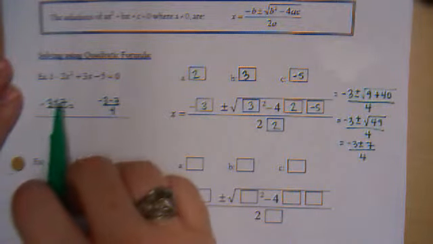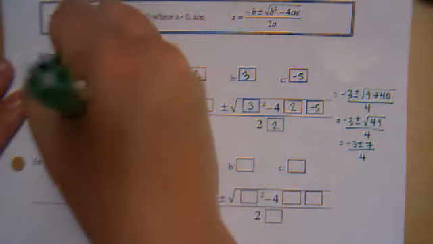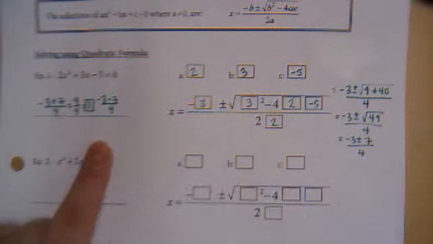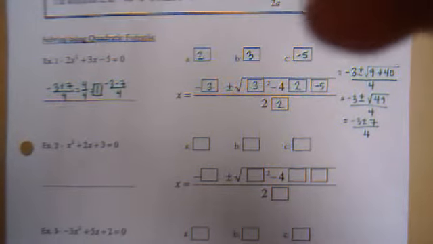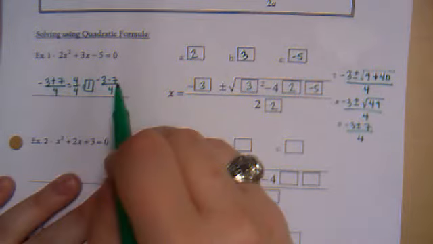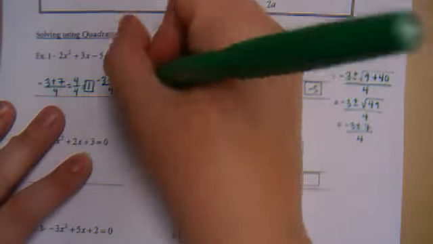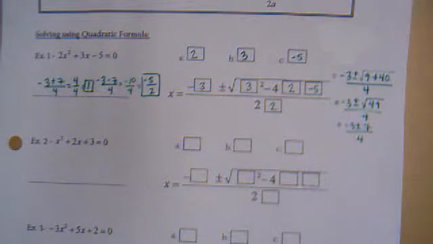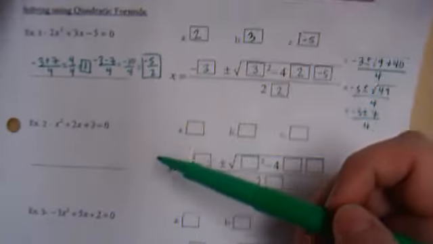Okay, so in this case, negative 3 plus 7 is 4. 4 divided by 4 is 1. So there's a solution. Okay, then we go to the next one. Negative 3 minus 7 is negative 10 divided by 4, and I can reduce that to just be negative 5 over 2. So those would be my two solutions, my two answers, where this graph crosses the x-axis at 1 and negative 5 halves.